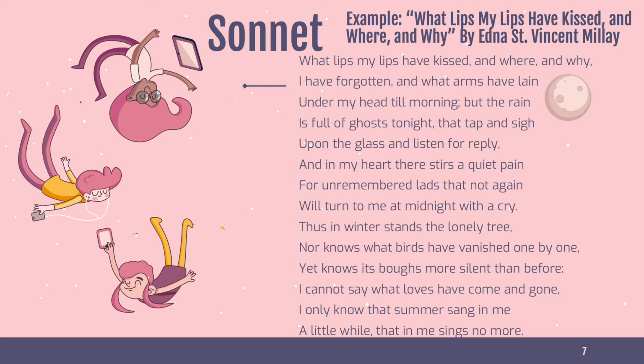And then you see "what lips my lips have kissed and where and why." What? 1. Lips. 2. My. 3. Lips. 4. Have. 5. Kissed. 6. And. 7. Where. 8. And. 9. Why. 10. So you have 10 syllables in one line. And if you continue analyzing the poem, you can see that each line has 10 syllables.